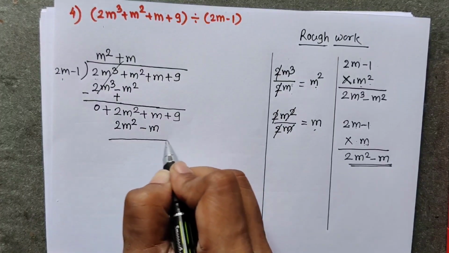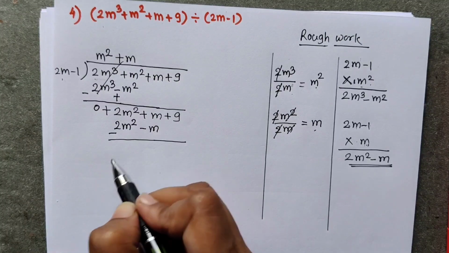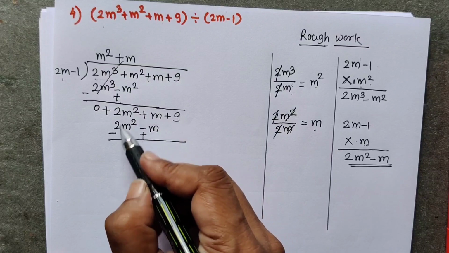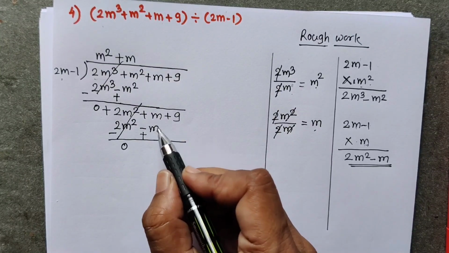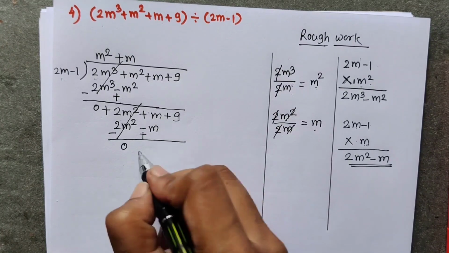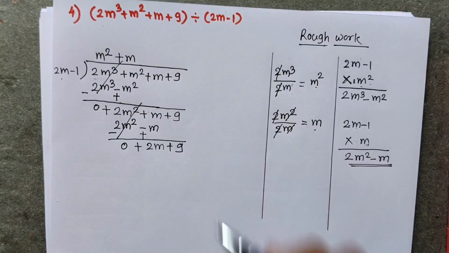So this 2m square minus m we write in the second step of dividend. Now we have to change the sign, plus 2m square become minus 2m square, minus m become plus m. So plus 2m square minus 2m square, answer is 0. Plus m, no coefficient means 1 is there, 1m plus 1m is 2m plus 9.